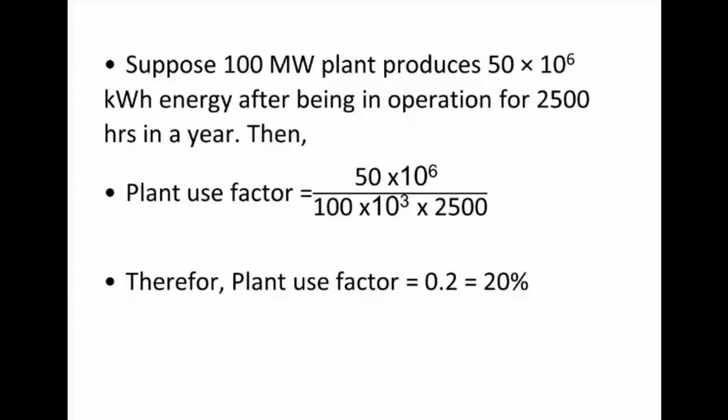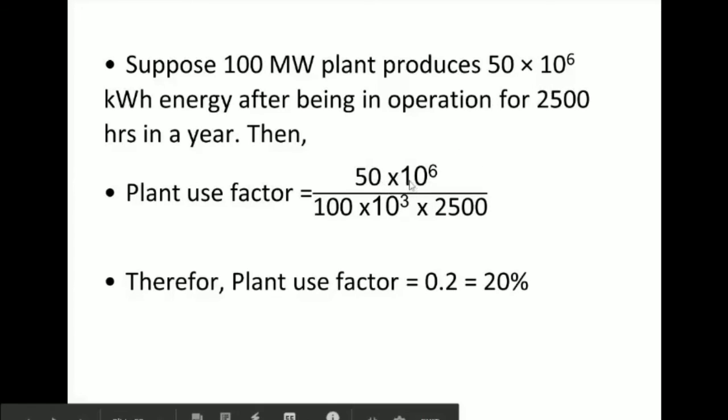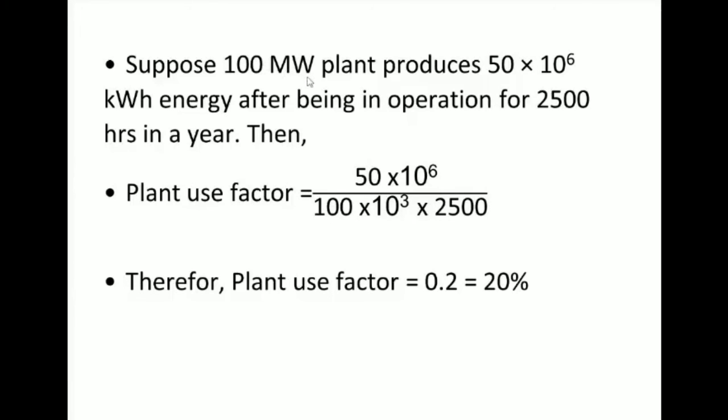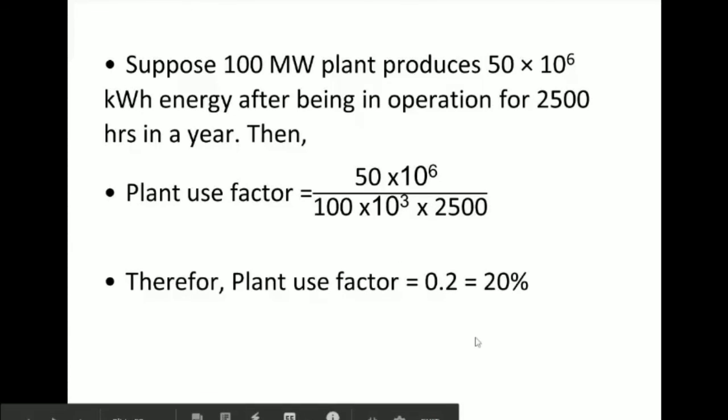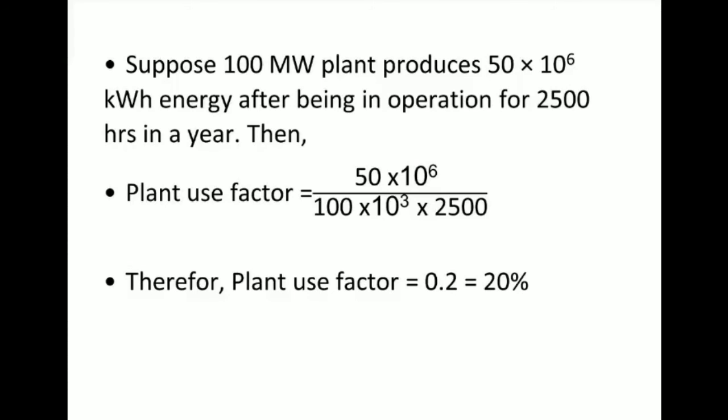Suppose a 100 megawatt plant produces 50 into 10 raised to 6 kilowatt hour energy after being in operation for 2500 hours in a year. Then plant use factor is equal to the actual energy produced, that is 50 into 10 raised to 6, divided by the installed capacity of the plant, 100 megawatts, converted to kilowatt, into the time for which the plant was in operation for the year. By calculation, we will get plant use factor equal to 0.2 or 20% of its capacity.